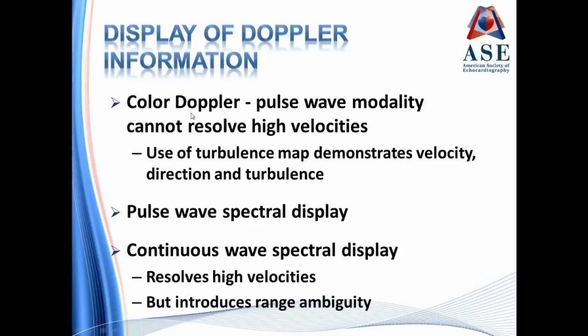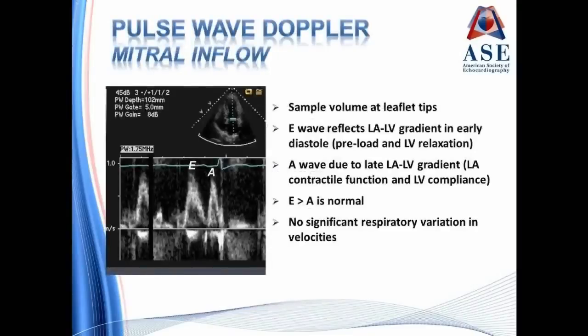There's more about this in the physics slide set, but color Doppler is a pulse wave modality and can't resolve high velocities. We often use a turbulence map that demonstrates velocity and direction as well as turbulence. Pulse wave is spectral Doppler, similar to what I showed you in the pulmonic valve, and continuous wave Doppler resolves high velocities but introduces a range ambiguity. It's not possible to say exactly where that peak velocity occurred. So here's an example of normal mitral inflow across the mitral valve.